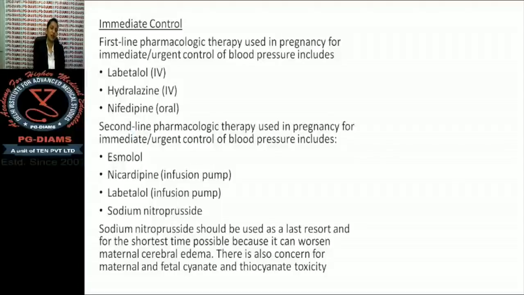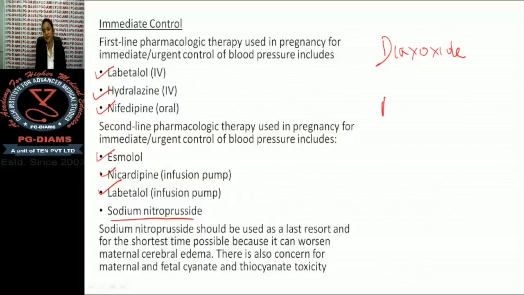Immediate control for hypertensive crisis, you can use labetalol IV, hydralazine or nifedipine oral. Second line drugs which were asked earlier in one of the exams are esmolol, nicardipine, labetalol infusion pump may be used, or sodium nitroprusside. Now there has been a lot of controversy over whether sodium nitroprusside should be used in hypertensive crisis or not. There was this question in the past where they asked you whether diazoxide or sodium nitroprusside, which one you will use in hypertensive emergencies.